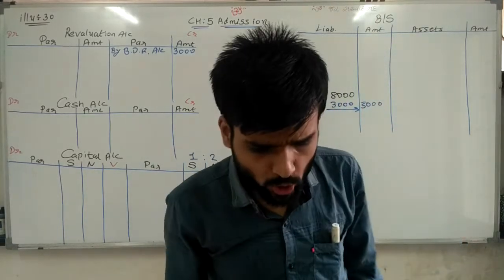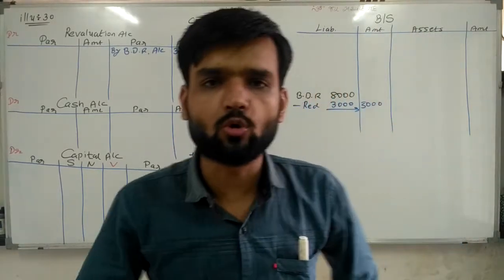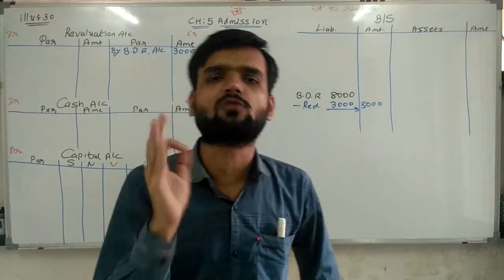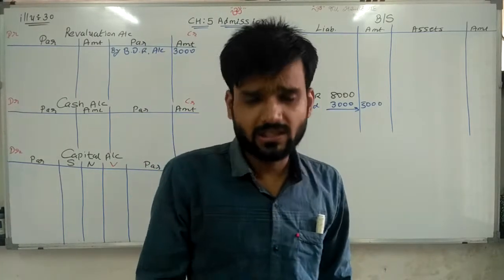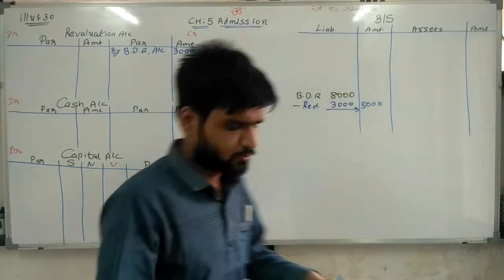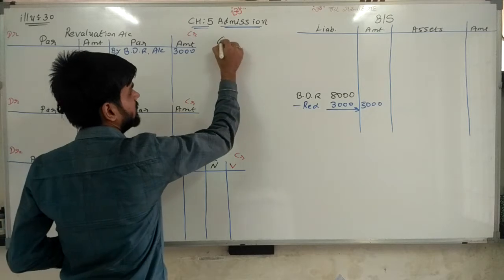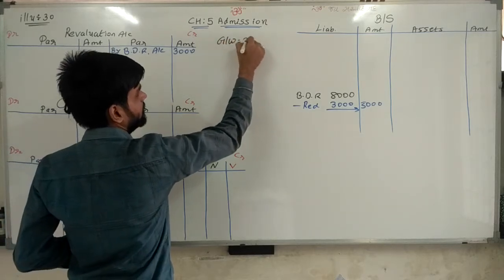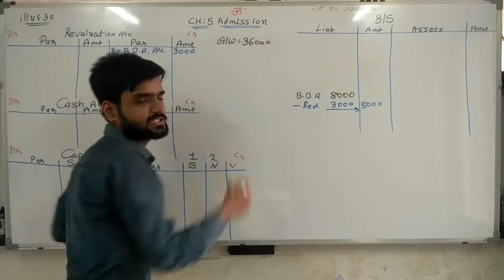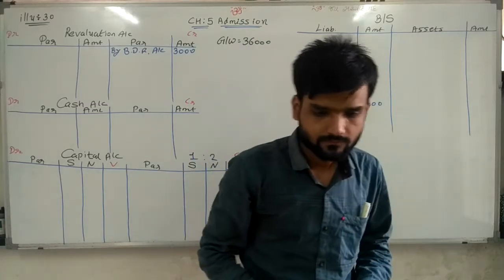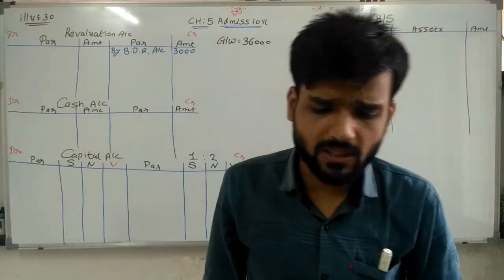Next one. Goodwill is valued at 36,000. So the value of goodwill is given as 36,000. But still it is not useful to me now. So I am writing only goodwill 36,000. Going ahead.